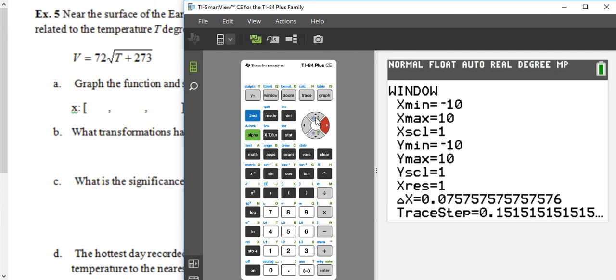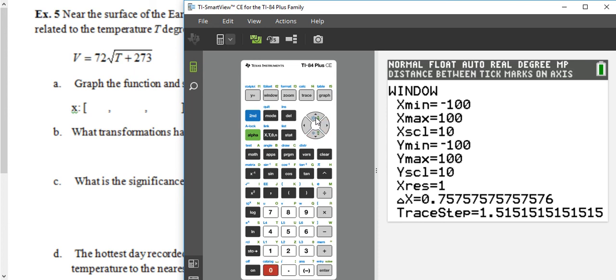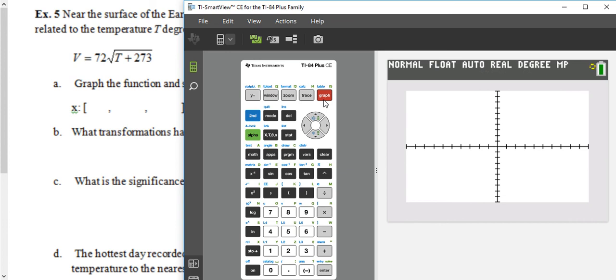Until you do see it. So basically a good trick is to add on a 0 everywhere and then see what happens to our window setting. See if we can see anything, and then from there we're going to adjust. So again, if I hit graph, I still don't see anything, so I'm going to make it even bigger.